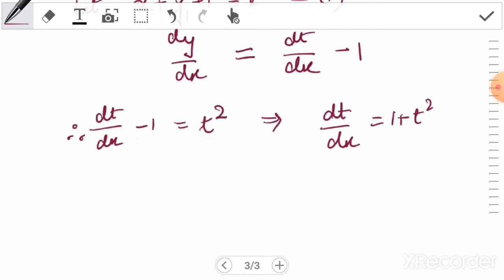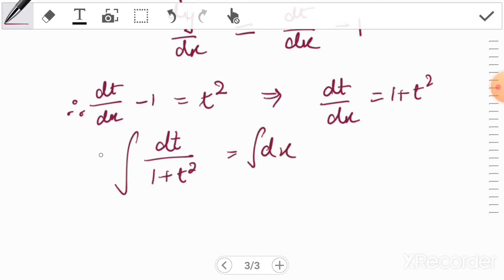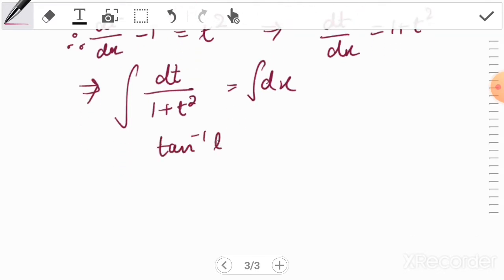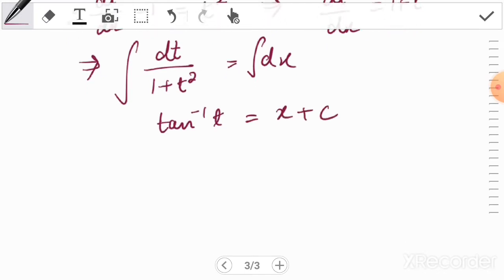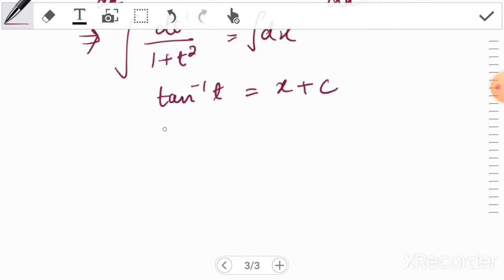Okay. So now we can easily solve by taking dx on the right hand side and 1 plus t square to the left hand side. So dt by 1 plus t square is equal to dx, and integrating both sides we get tan inverse t is equal to x plus c. And now let us replace t by x plus y plus 1. So we have tan inverse of (x plus y plus 1) is equal to x plus c.